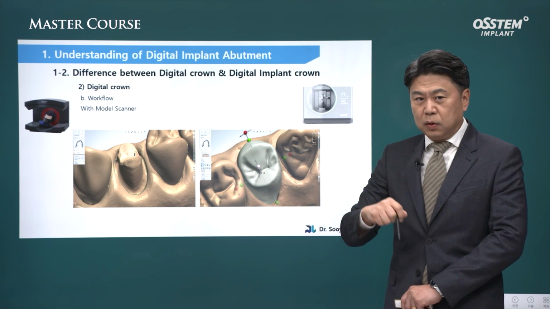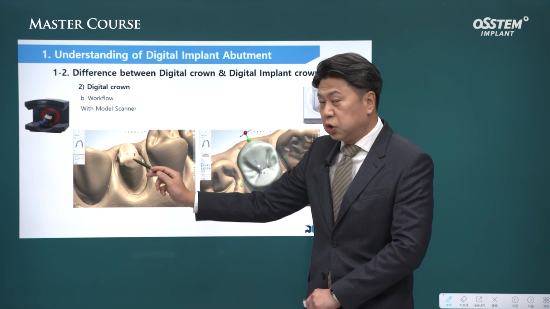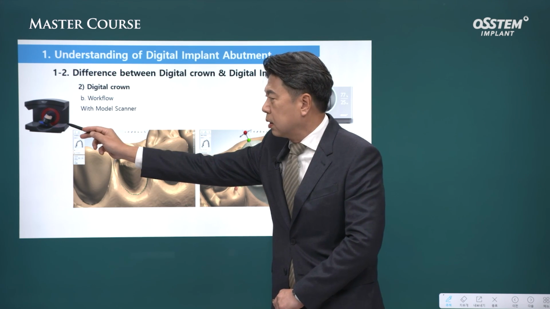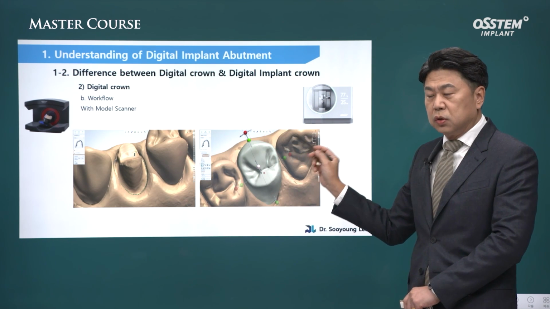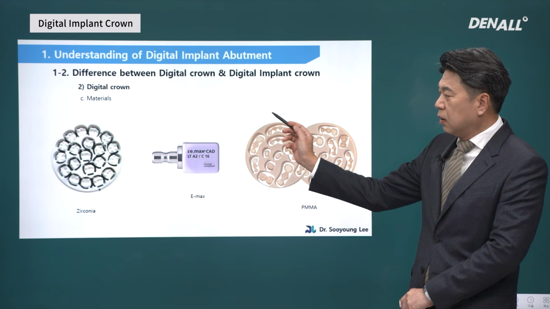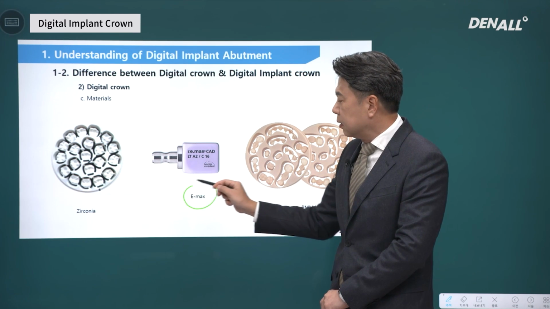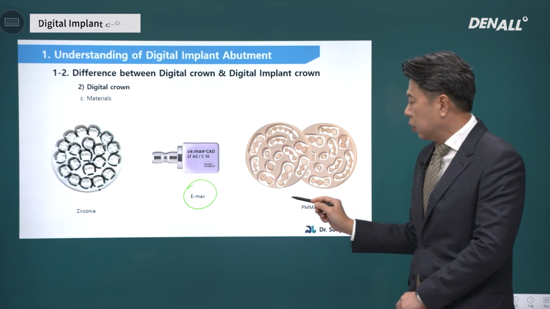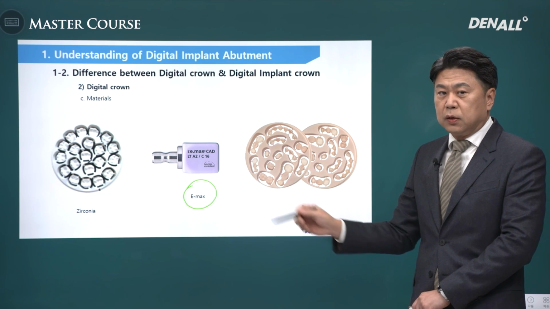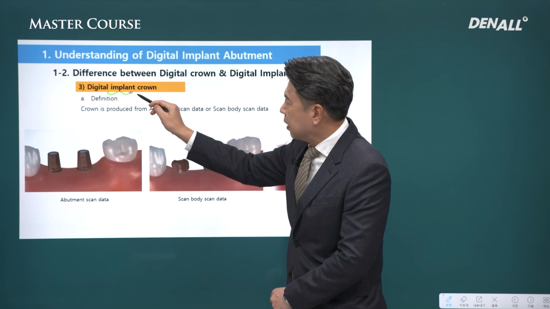Some prefer to use a model scanner. A model scanner is scanning the model after taking an analog impression. There is no saliva or shiny surface. It's much easier to do the scanning, so it is much easier to do the design after scanning using a model scanner. Digital crowns can be made of zirconia or Emax ceramic materials. And for temporaries, PMMA is widely used, so you can use one of these three materials.